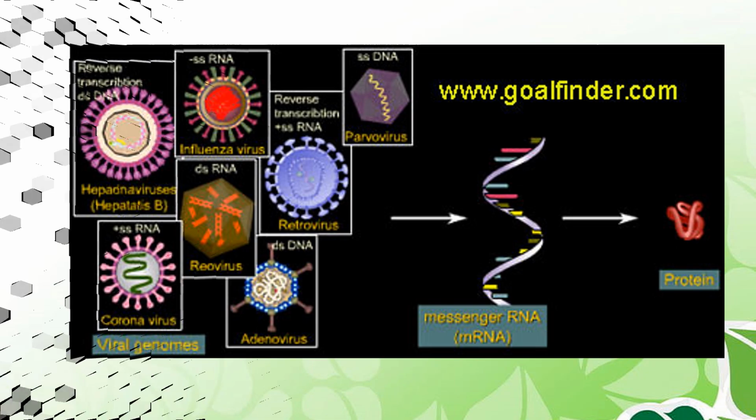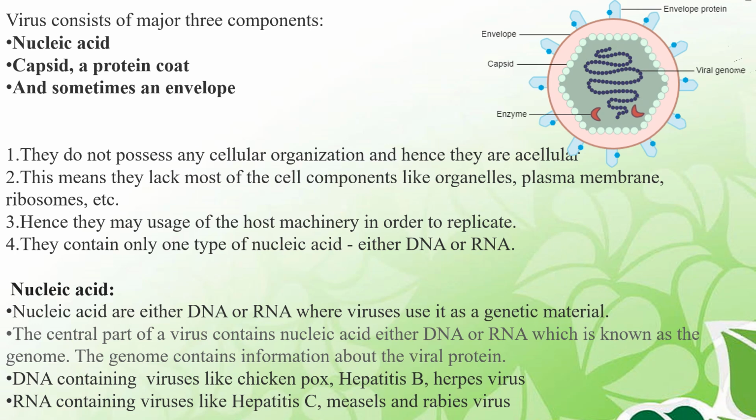Now, let us know about the structure of viruses. It contains three parts: the nucleic acid, the capsid, which is a protein coat, and sometimes an envelope. All viruses don't have an envelope, only a few of them. They do not possess any cellular organization and hence they are called acellular. So there are no cells like other microorganisms. This means they lack most of the cell organelles like plasma membranes, ribosomes, etc. Hence, they make use of the host machinery in order to replicate. They only contain one type of nucleic acid, as we said, either DNA or RNA.